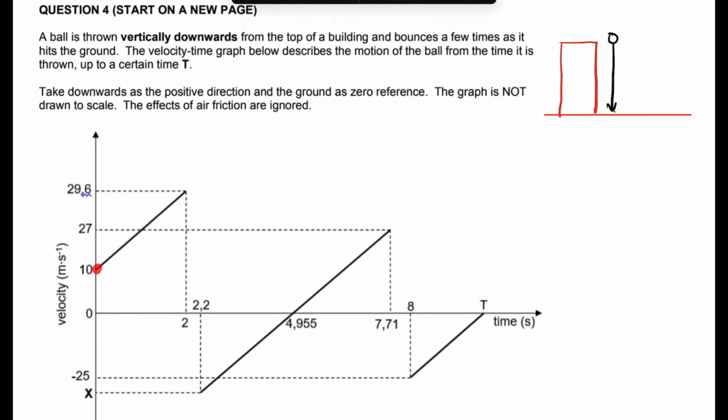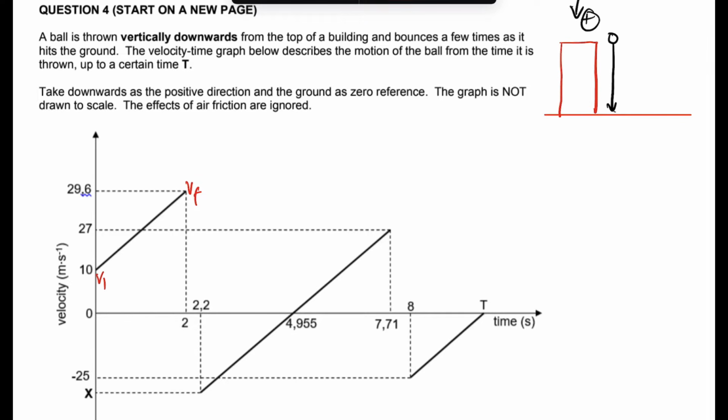So surely that ball was thrown with an initial velocity of 10 meters per second. Remember, as the ball goes down, its velocity increases in the positive direction. They've chosen downwards as positive from the graph. So the velocity increases until it reaches the ground. So this is the initial velocity, and this is the final velocity just before it hits the ground.